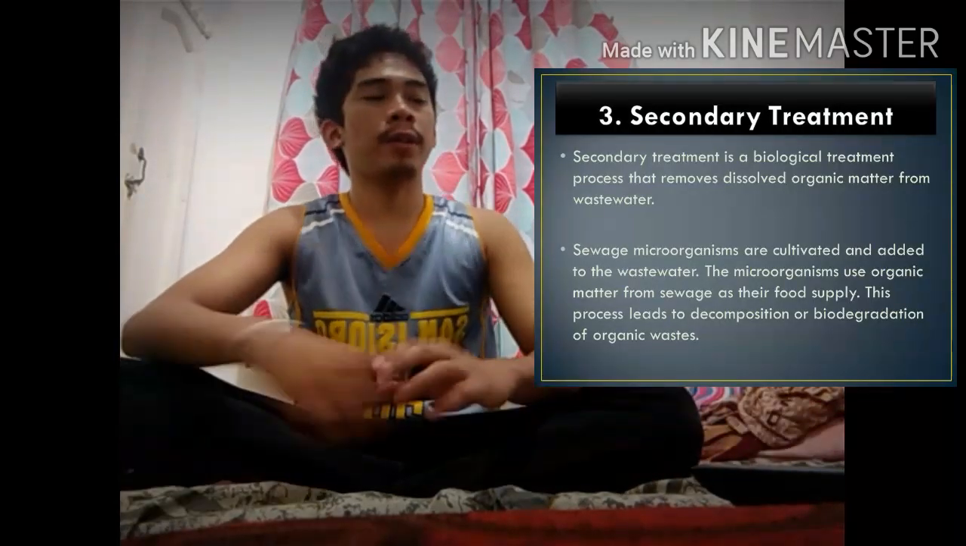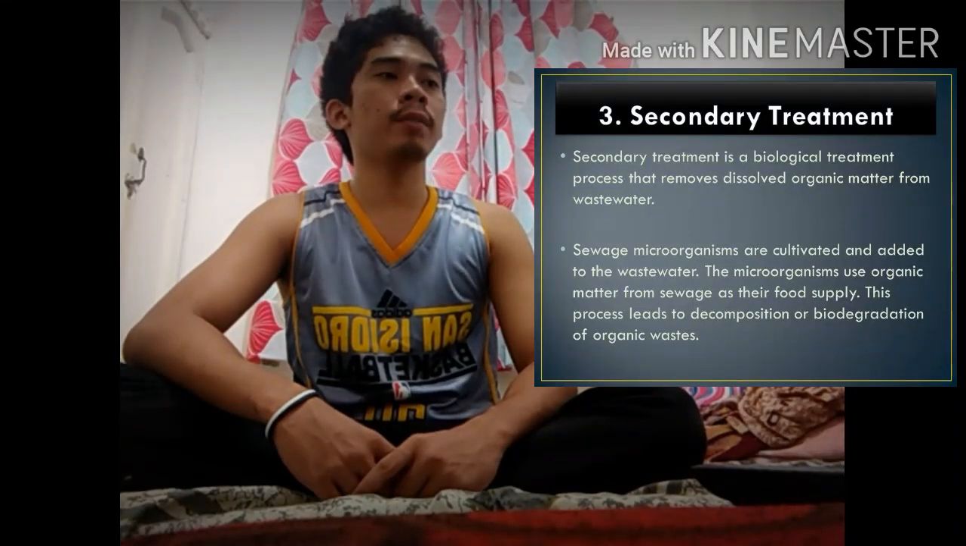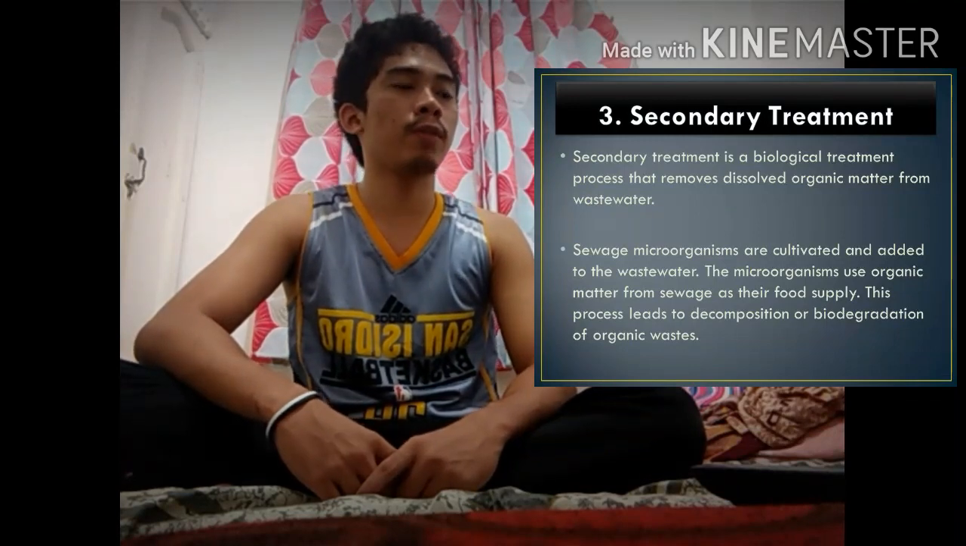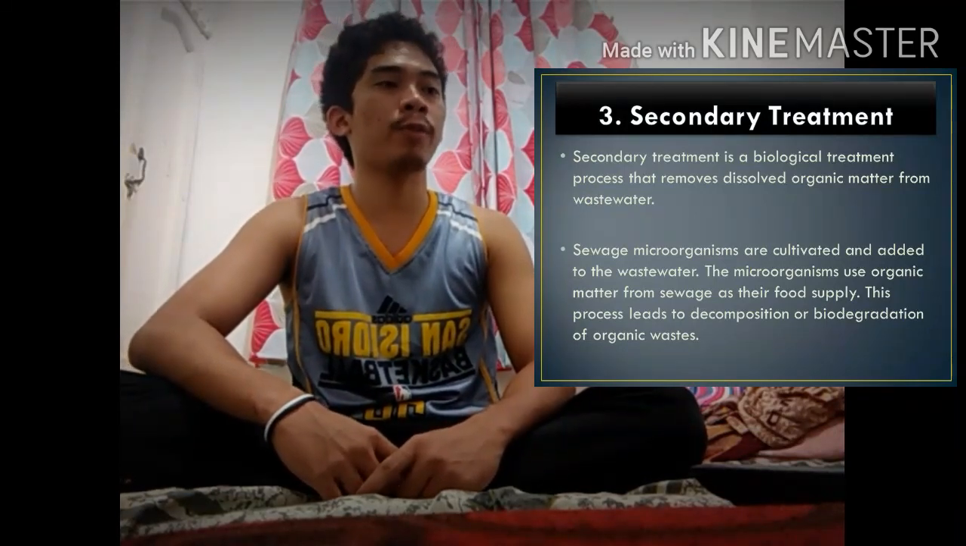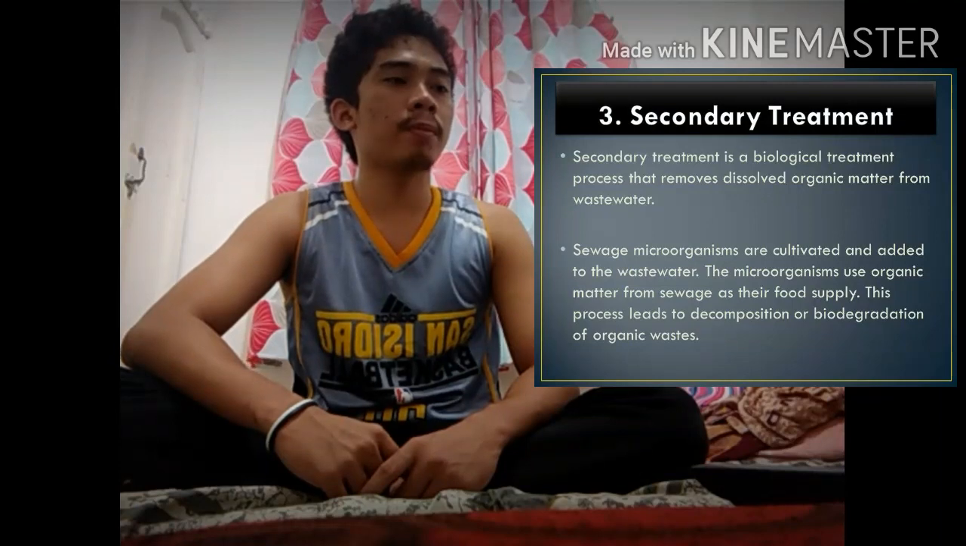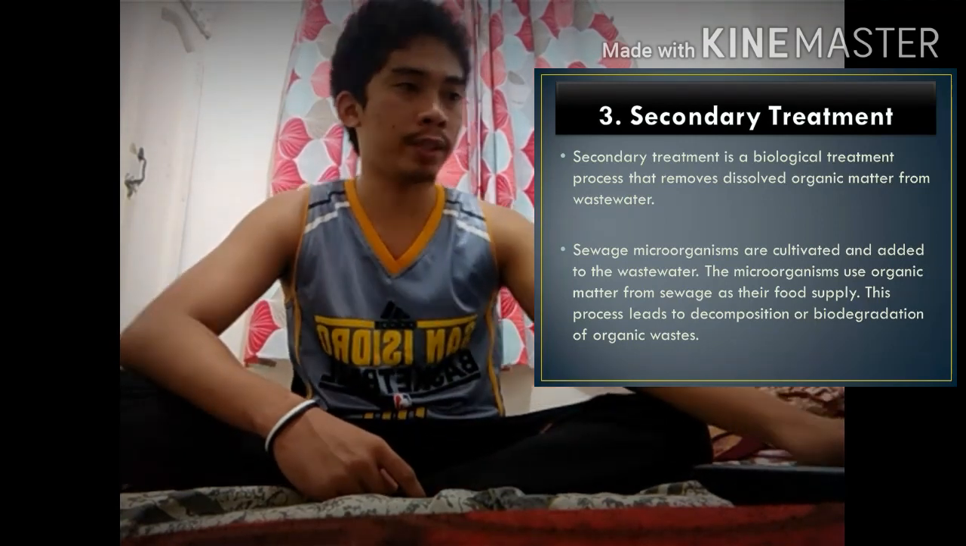The third part of the treatment process is the secondary treatment. Secondary treatment is a biological treatment process that removes dissolved organic matter from wastewater. Sewage microorganisms are cultivated and added to the wastewater. The microorganisms use organic matter from sewage as their food supply. This process leads to decomposition or biodegradation of organic waste.